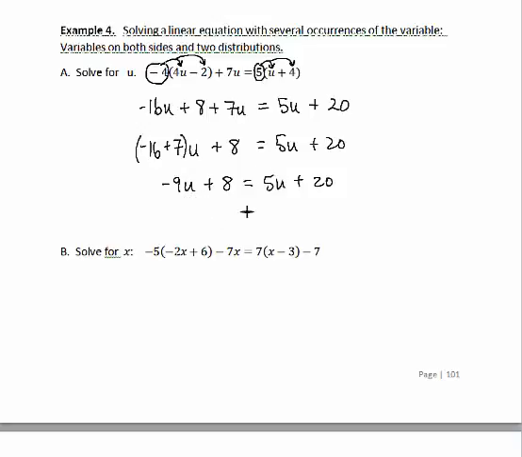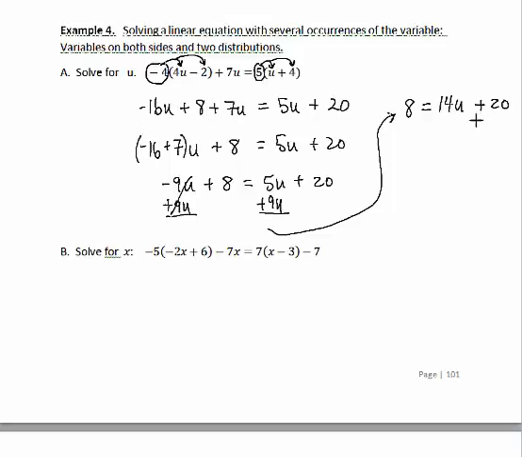I want to get my u's combined into one term. If I move the 9u to the 5u on the right, then I have to add the 9u. So the 9u's cancel on the left. I'm left with an 8 equals 9 plus 5 is a 14. So now on the right we have 14u plus 20.